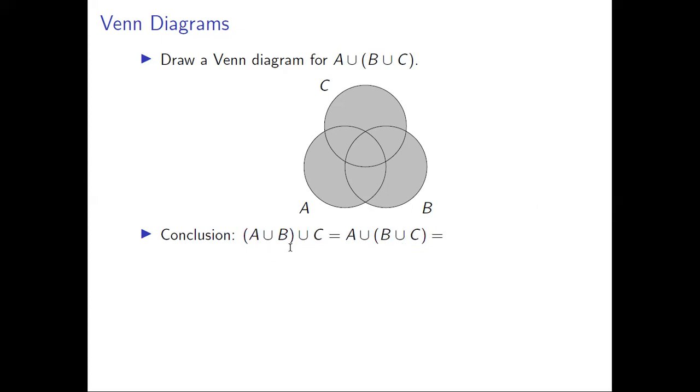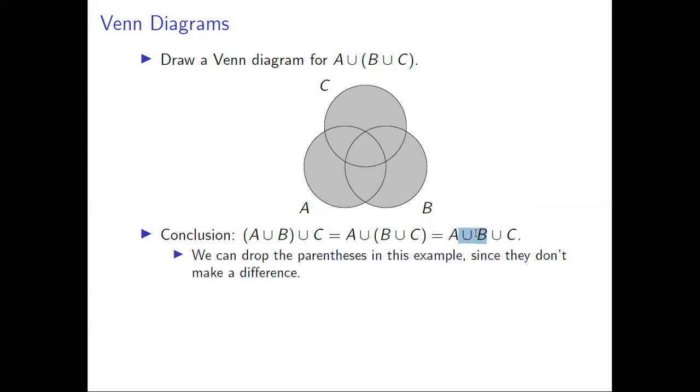Now, we can notice here that the parentheses really don't matter, because whether I put the parentheses like this or I put the parentheses like this, they're equal. So we can therefore drop the parentheses and write it like this, just A union B union C. And we can drop the parentheses in this example, since they don't make a difference here. Now, in other examples, parentheses will be very important. So we can't just assume that they are never important. But in this particular example, we have shown that they don't actually make a difference.